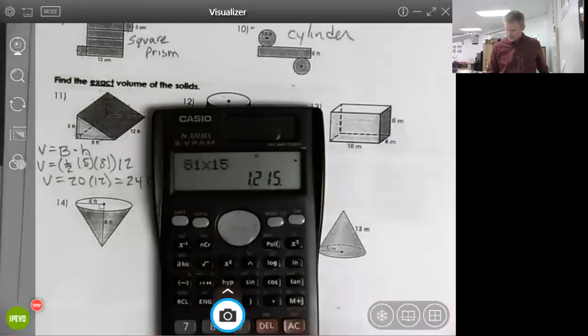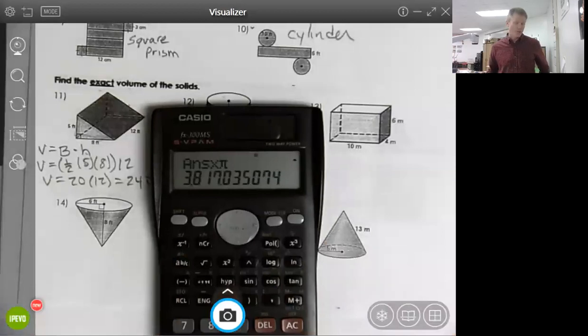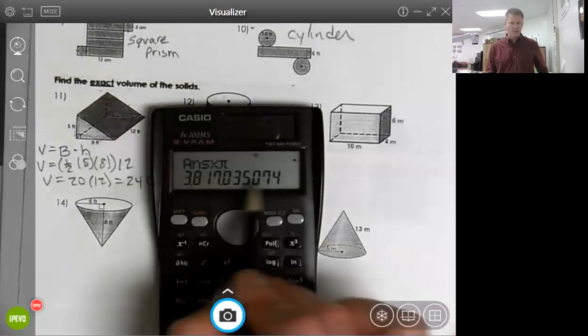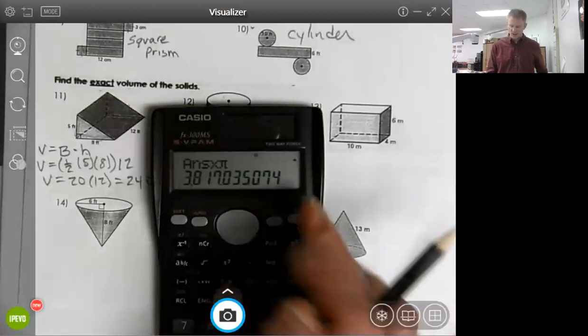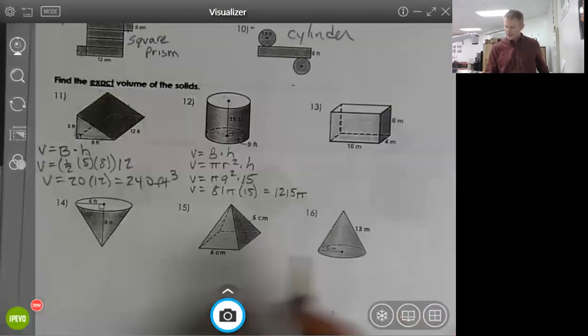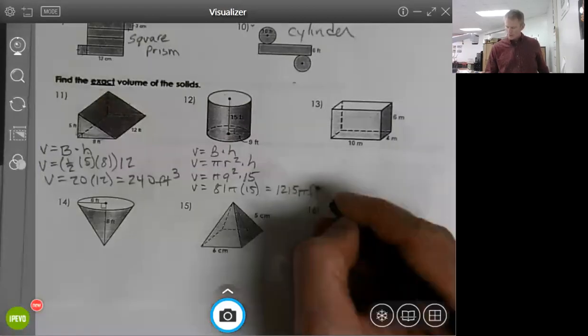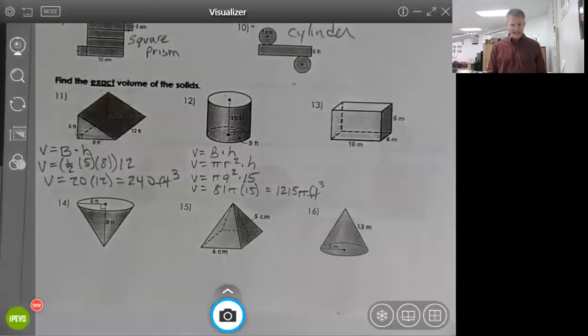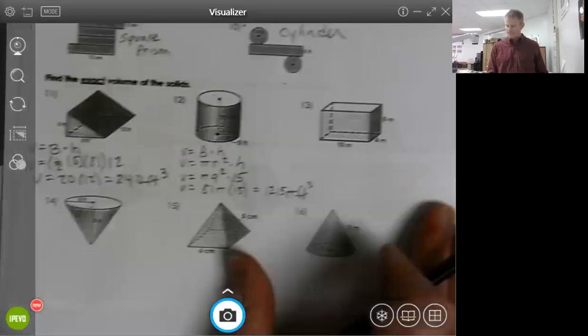pi, you would get about 3 times bigger, or over 3 times bigger, but it would have all these decimal values. That would be an approximated answer. We want the real answer. So this would be feet cubed. So you need to have the pi with the answer.